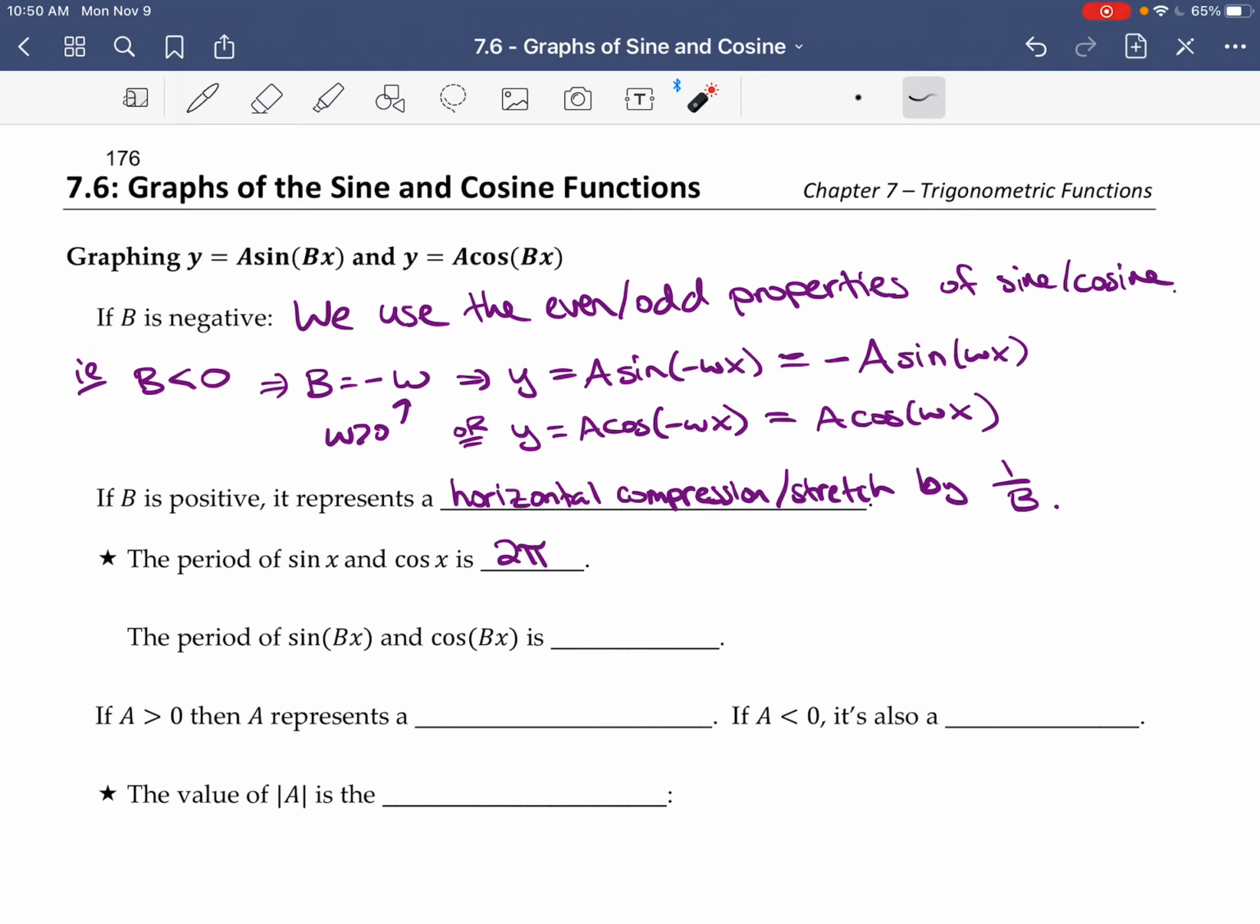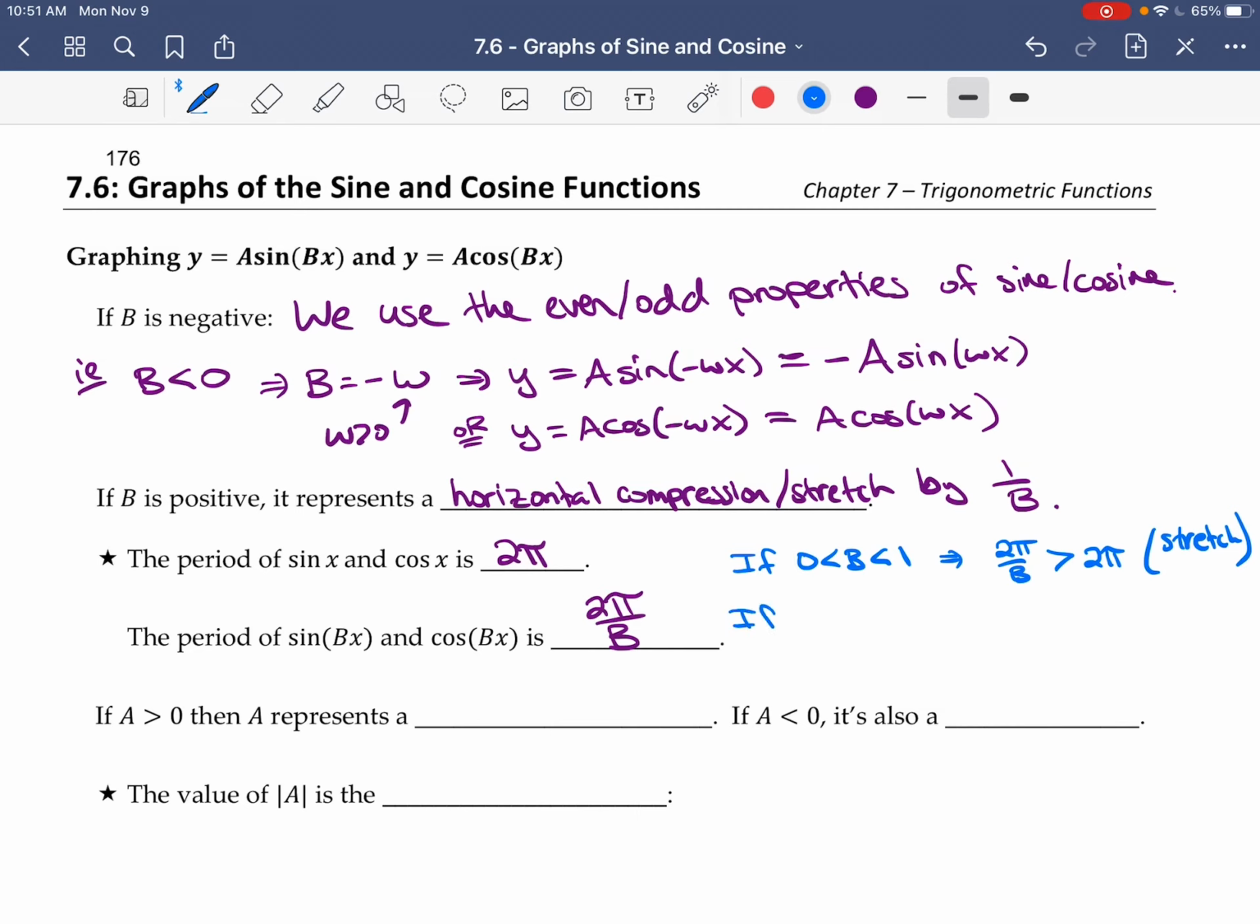So that means that the period also gets multiplied by that. So the period here is going to be 2 pi over b. Okay, so it just divides by b. Now if b is between 0 and 1, it's going to get bigger. Maybe I'll just write that. So if b is between 0 and 1, then 2 pi over b is going to be bigger than 2 pi. Okay, so this is going to be a stretch, a horizontal stretch.